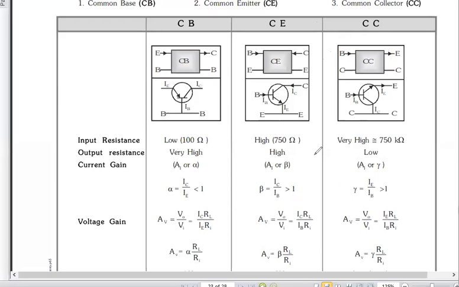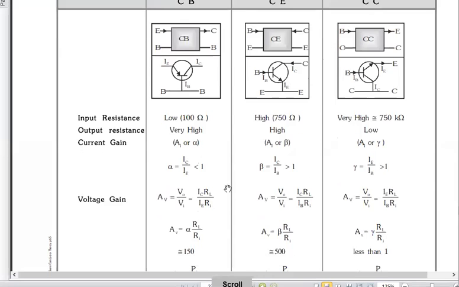Now, when we talk about voltage gain, same formula: output voltage by input voltage. See, output voltage will be the same, doesn't matter whether you take common base or common emitter, because the output is collector only, so it will be IC into RL. But for input, in common emitter, we have input as base, so it will be IB into RI. But in common base, input is emitter, so it will be IE into RI, right? I hope all of you are getting this.